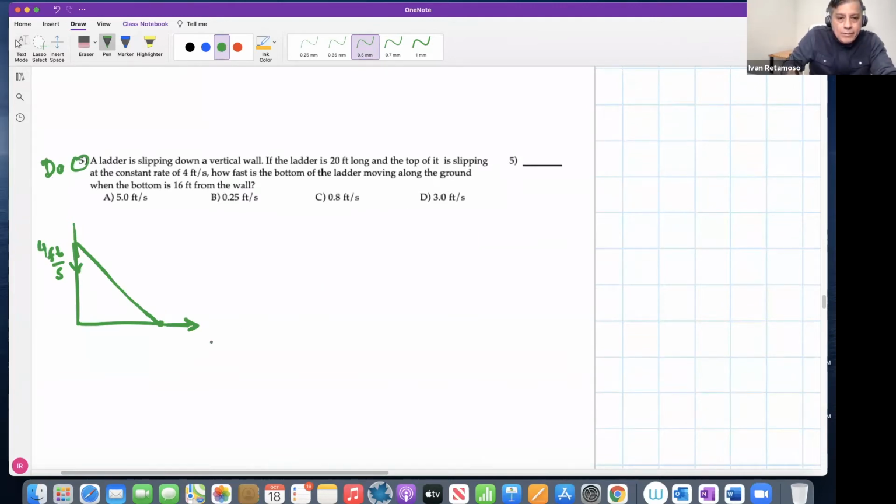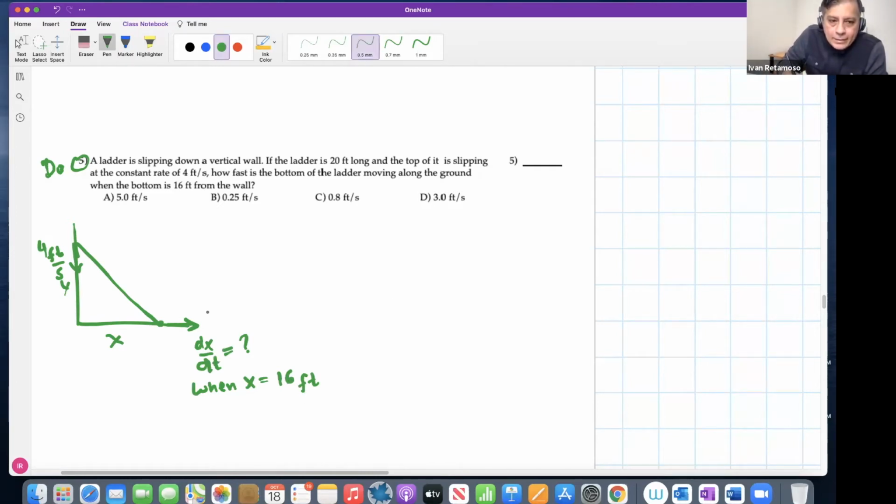They want you to figure out what is this guy, dx dt, right? When x is equal to 16, because it says how fast is the bottom of the ladder moving along the ground when the bottom is 16 feet from the wall, right? 16 feet from the wall. You follow, guys? Yeah, let's try to do this.